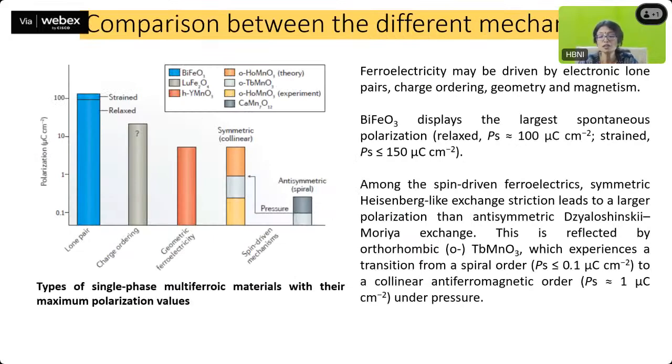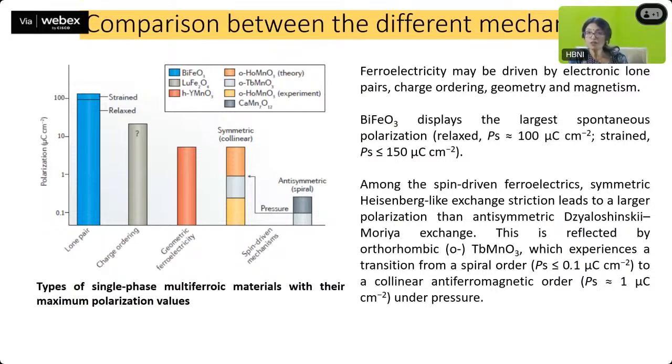So if you look into the comparison between these different mechanisms, ferroelectricity may be driven by electronic lone pairs, charge ordering, geometry, and magnetism. BiFeO3 displays the largest spontaneous polarization, as you can see over here. In the relaxed state, it gives you an electric polarization of 100 microcoulombs per centimeter square. And if the BiFeO3 is strained, the electric polarization value is almost higher than 150 microcoulombs per centimeter square.